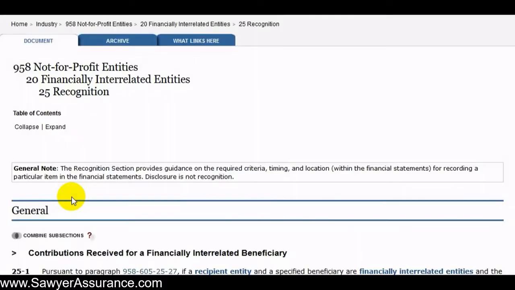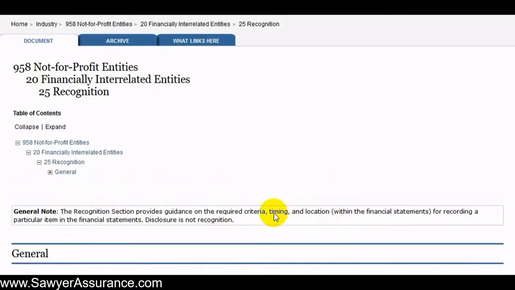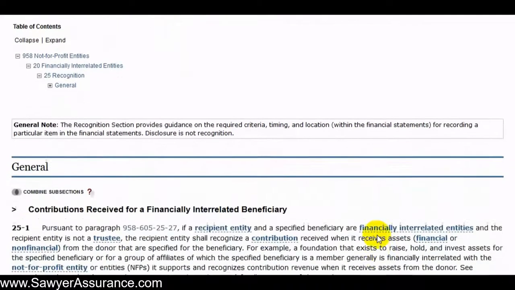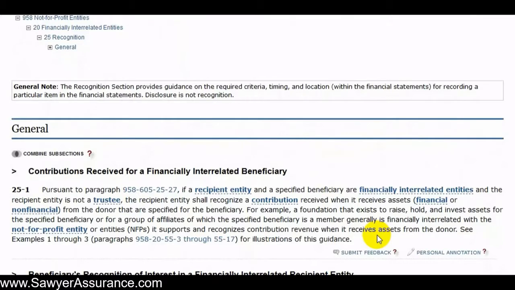So what types of transactions between financially interrelated entities should be recognized and when? So the criteria, the timing, and the location in the financial statements where those transactions should be recognized. For this particular video, we'll go through how to recognize contributions received by the recipient entity from a donor, which have to be sent down to a financially interrelated beneficiary.